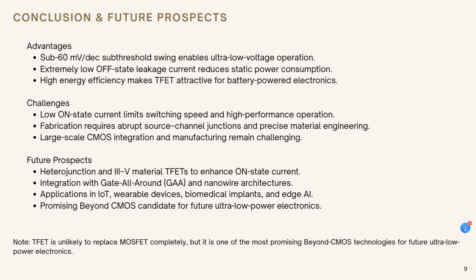Despite these limitations, ongoing research is making steady progress. Researchers are exploring heterojunction designs and Group 3-5 semiconductor materials to improve on-state current. Advanced architectures such as gate-all-around and vertical nanowire TFETs are also being developed to enhance electrostatic control and tunneling efficiency. Looking ahead, TFET has strong potential in applications where low power consumption is critical, including Internet of Things devices, wearable electronics, biomedical implants, and AI systems.